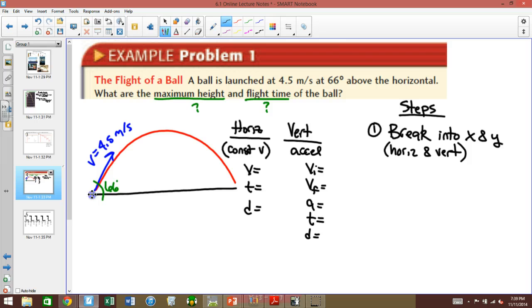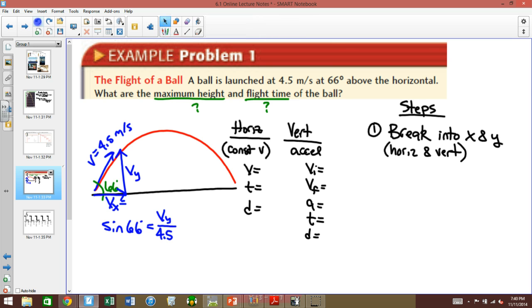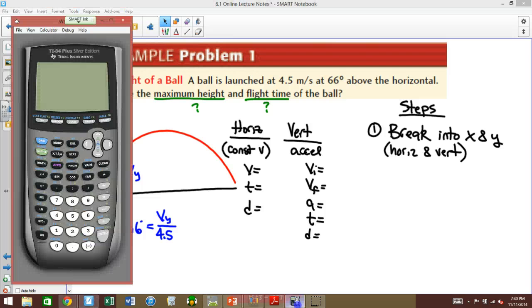So this velocity right here is not horizontal, nor is it vertical. What you're going to have to do is find the horizontal and vertical components of this velocity. We'll call this the velocity in the y, and we'll call this the velocity in the x direction. So we're going to end up using sine and cosine. We'll say the sine of 66 degrees is equal to the opposite, which is the velocity in the y, divided by the hypotenuse, 4.5. So I take 4.5 times the sine of 66.